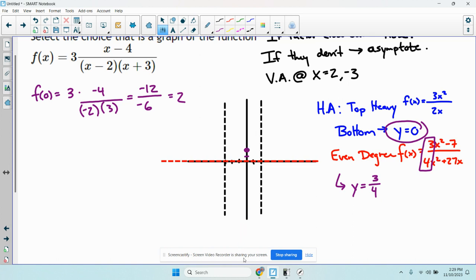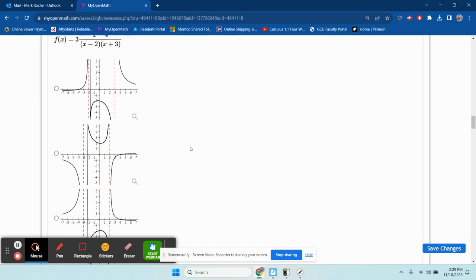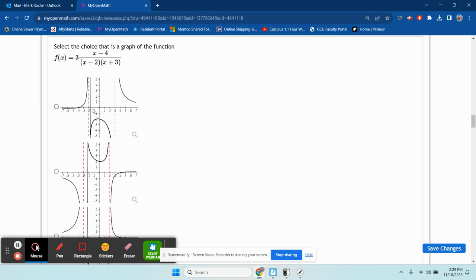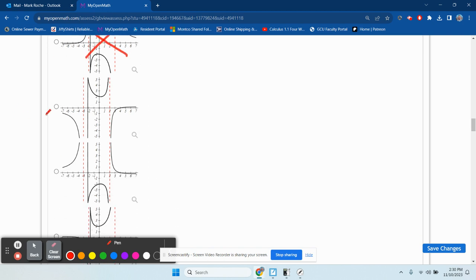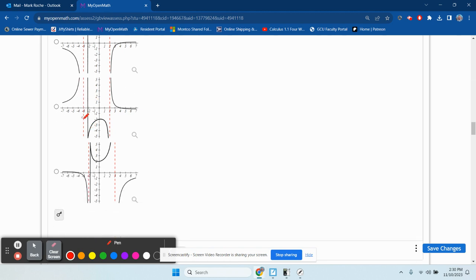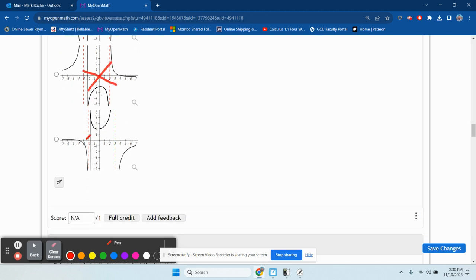Let's see if any of the graphs have those characteristics, or if more than one have those characteristics. It's not choice A. The vertical asymptotes should be at negative 3, positive 2. It's not this, because this is at positive 3, negative 2. It's not that one. This one has the correct asymptotes, and it goes through 0, 2. So that looks good so far. This third choice has the correct asymptotes, but goes through 0, negative 2. That's not our answer. And this has the incorrect asymptotes, negative 2 and positive 3.